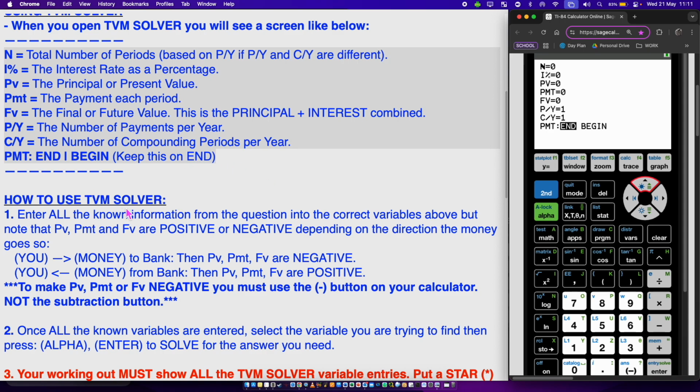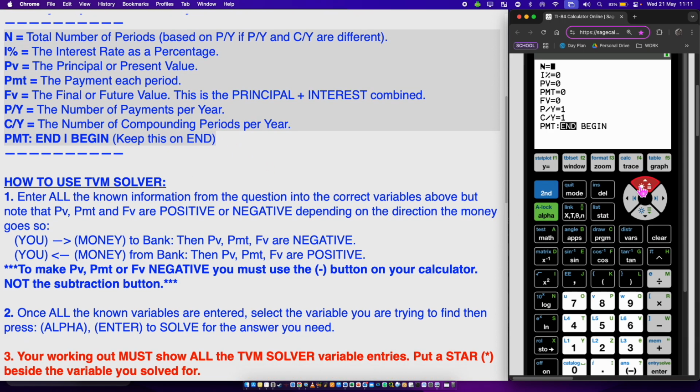How do we use TVM Solver? Well, you can sort of guess it from what the app looks like. It wants information. Give it all the information it needs except one thing. And then you ask it to find the one thing left over. Okay? So how do you use TVM Solver? Enter all the known information from the question into the correct variable. How do I know that? It's according to this. I told you what the variable stood for.